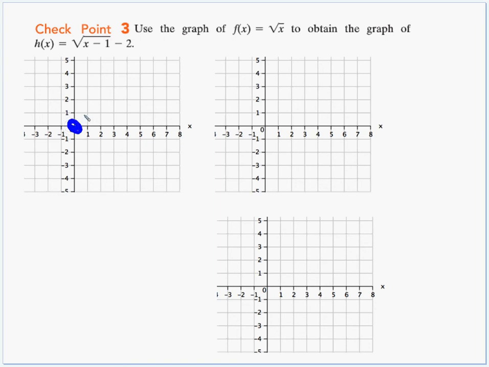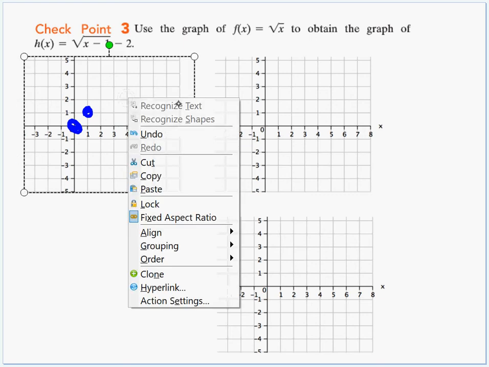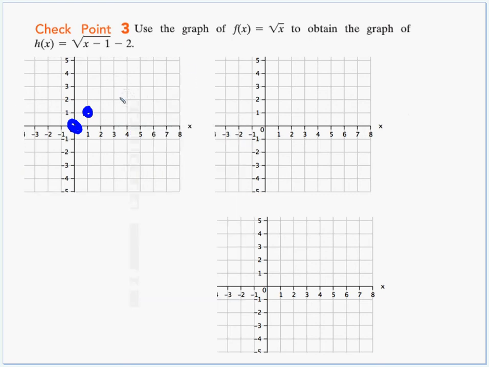There we go. 1, 1. This thing is giving me so much trouble with dots. The square root of 4 is 2. Come on. Ooh. Hey, that works. Okay.